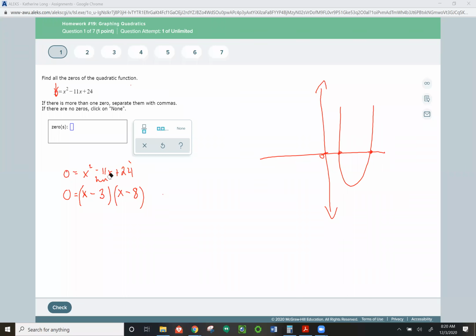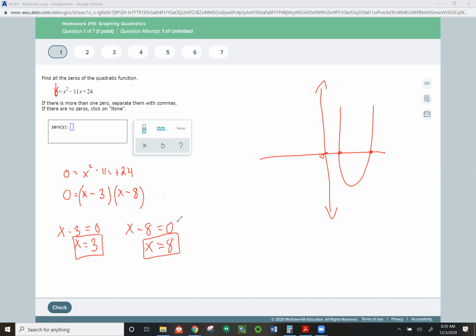Okay, so we factored. Now to solve or to find your zeros, what we're going to do is set each factor equal to 0. Each factor equal to 0. And so when you solve this one over here, you'll add 3 to both sides. So you'll have x equals 3. That's going to be one of my solutions. And then when you add 8 to both sides, you'll have x equals 8.